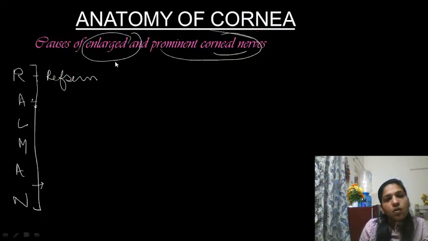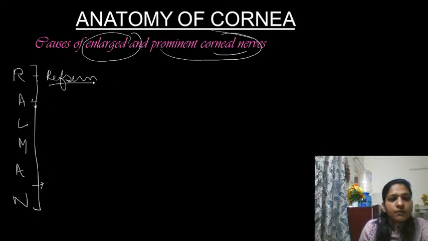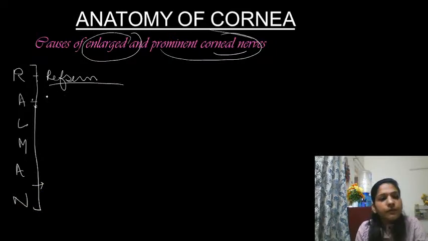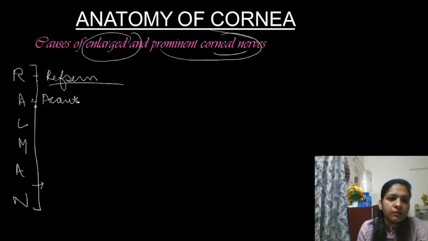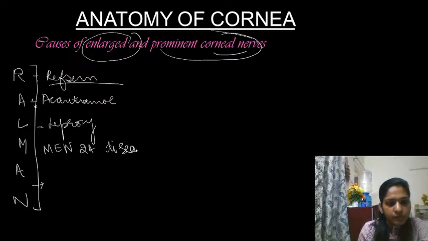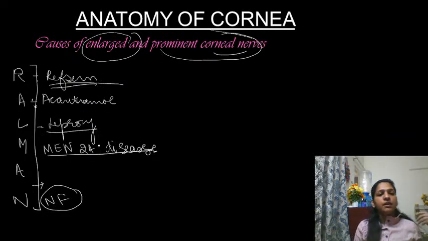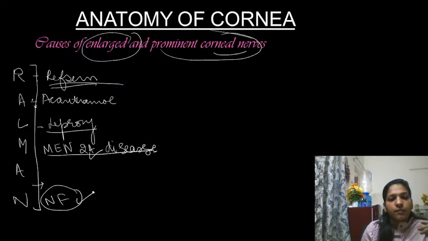Now causes for enlarged corneal nerves. First one is Refsum disease, Acanthamoeba, leprosy, Men 2A disease, neurofibromatosis. Refsum disease, Acanthamoeba, leprosy, Men 2A disease and neurofibromatosis, okay.